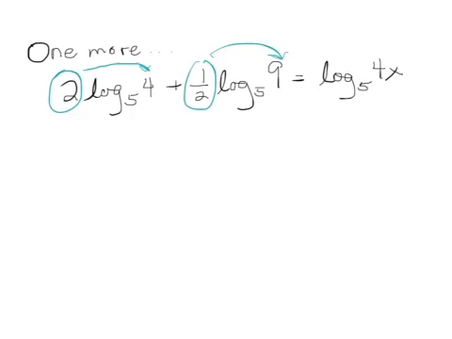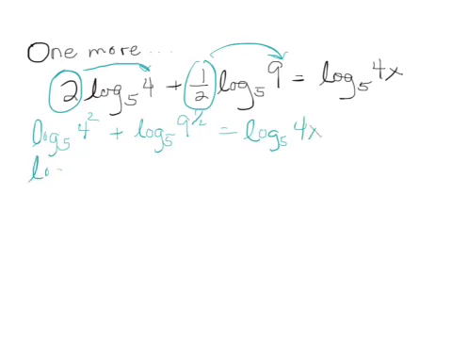So this becomes log base 5 of 4 squared plus log base 5 of 9 to the 1/2 equals log base 5 of 4x. So now I'm going to simplify everything. Log base 5 of 16 plus log base 5, and now 9 to the 1/2 power. Remember, fraction exponents mean radicals. It's the square root of 9. So this is 3.